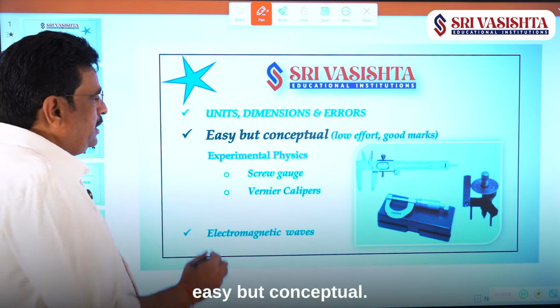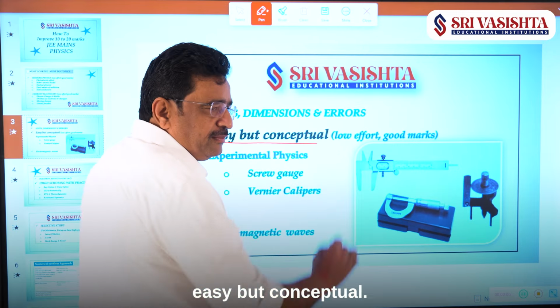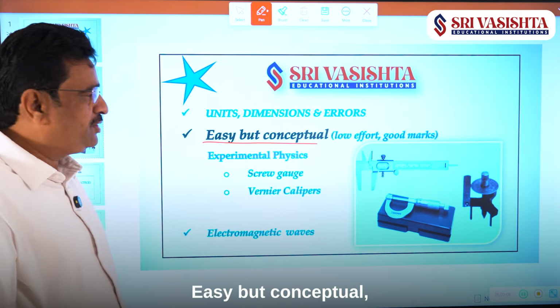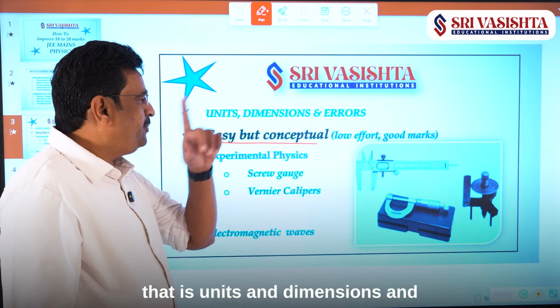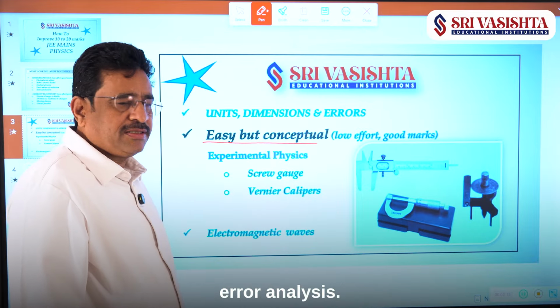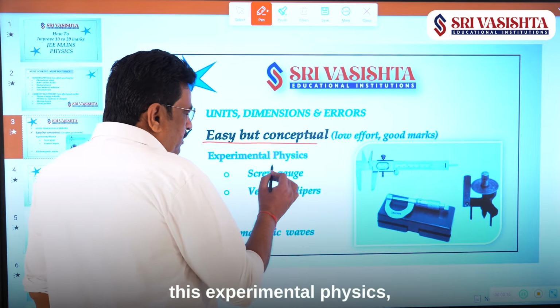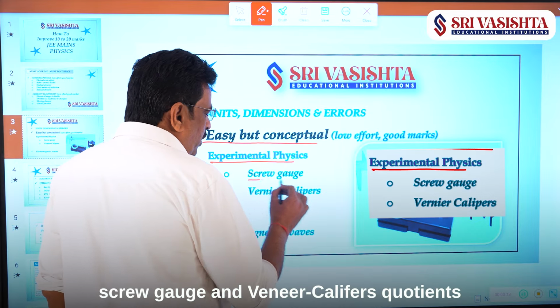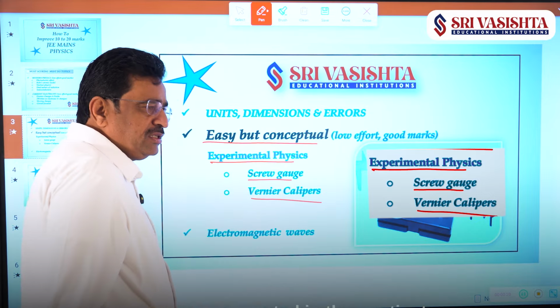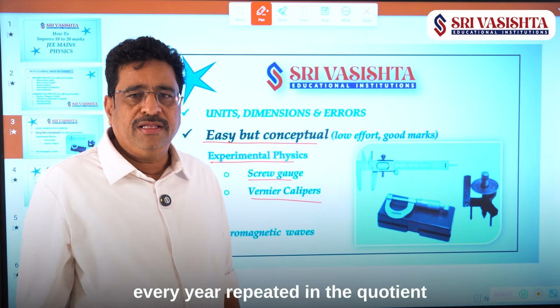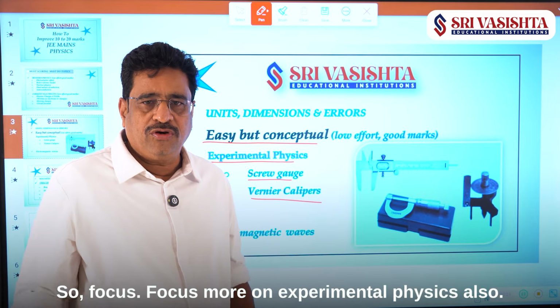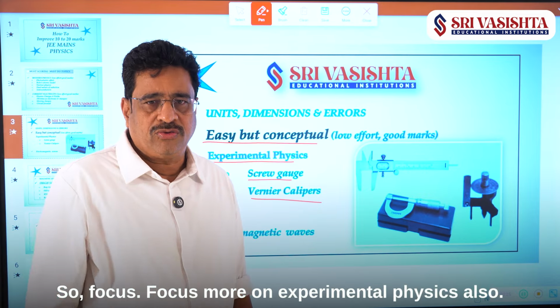Next, easy but conceptual: units and dimensions and error analysis. And don't forget experimental physics. Screw gauge and vernier calipers questions are repeated every year in the question papers. So focus more on experimental physics also.